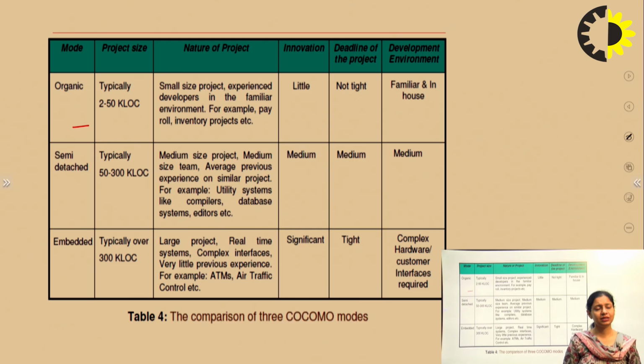The nature of the project, it is just a summary where we talked about that it is a small size project where the experienced developers are developing it in a familiar environment because they have already worked on such kind of projects before. For example, the payroll, the inventory projects, or maybe the library management system, or it could be the bank management system. These all are the types of organic software, or the software which are taking the organic mode. Here, because they are already experienced, they have already worked upon it, so the innovation is very little. They are not talking about anything new feature added to it.